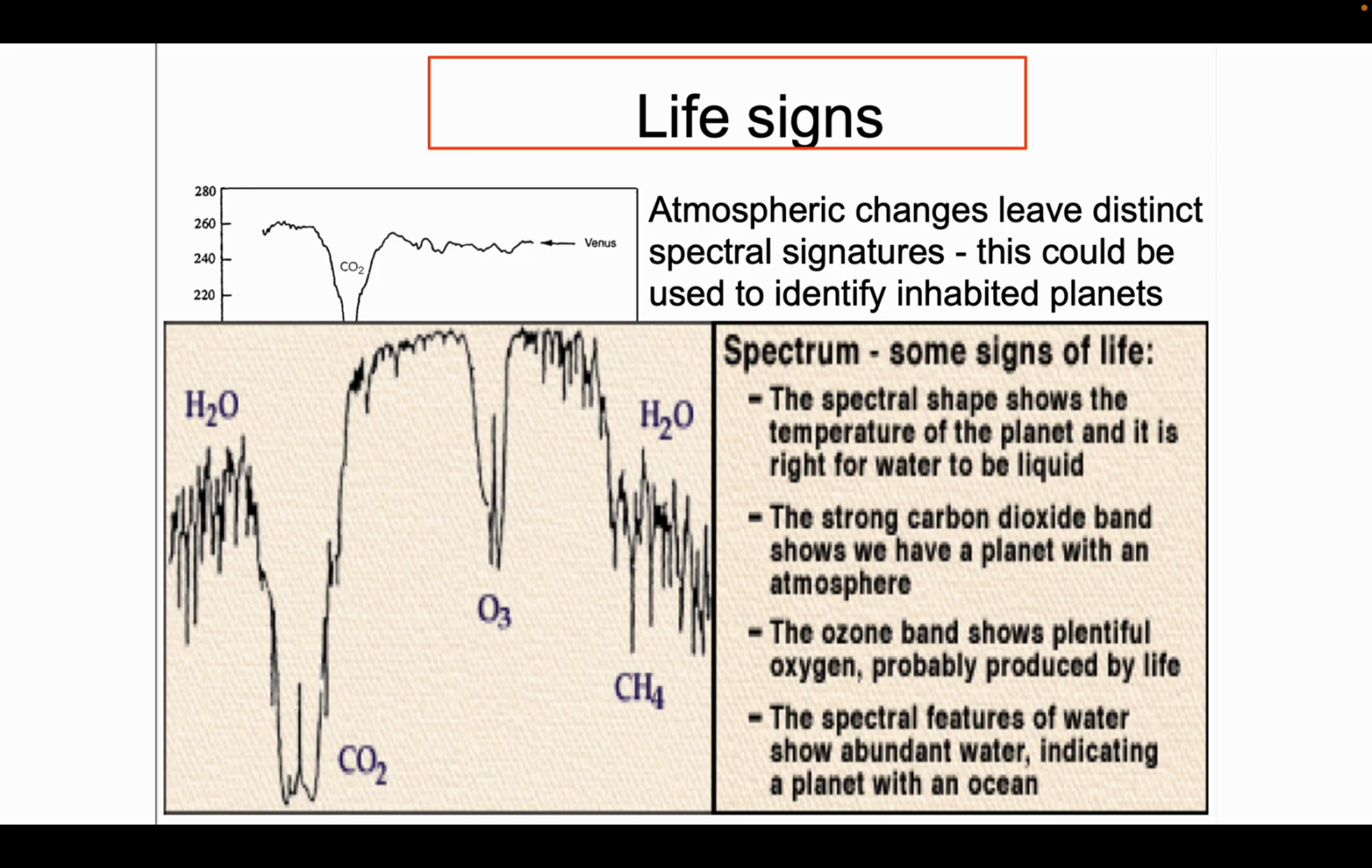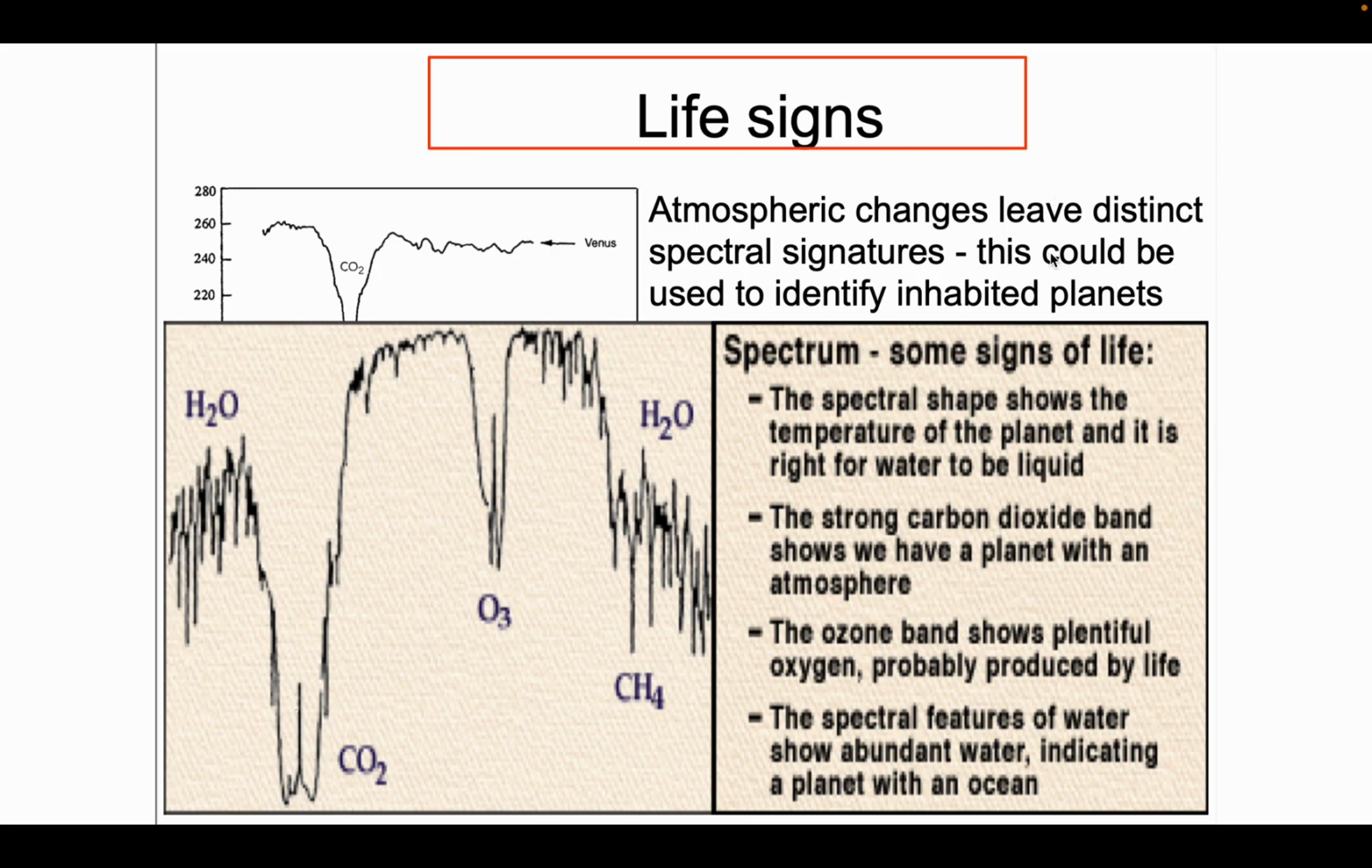This is the sign of life which we see from our planetary atmosphere. The ozone band shows plentiful oxygen, probably produced by life, and the spectral feature of water shows abundant water, indicating a planet with an ocean.